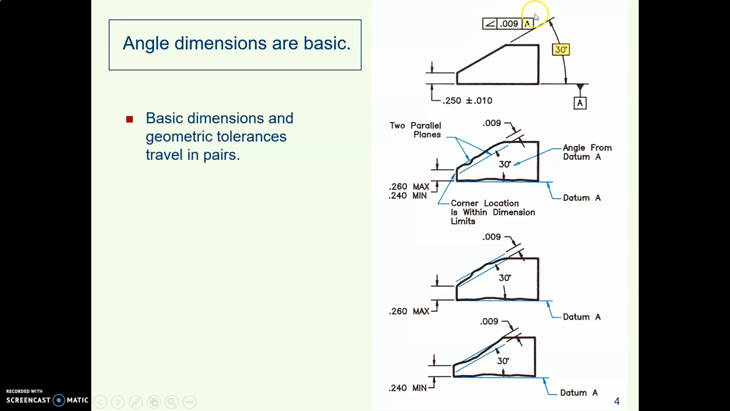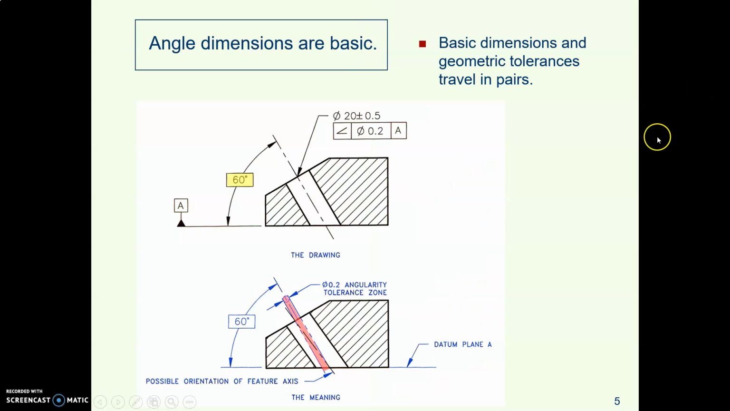This is an angularity on a flat surface, and so this is saying the tolerance zone is two parallel planes 9/1000ths of an inch apart, within which the bumps of the surface must lie.